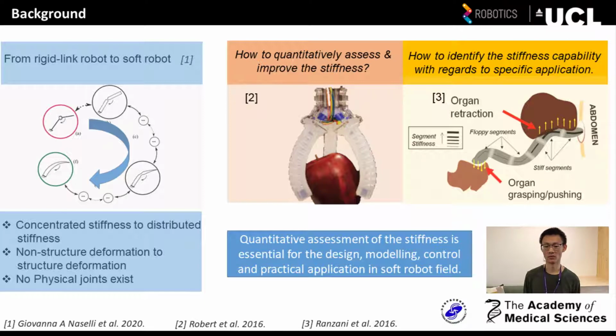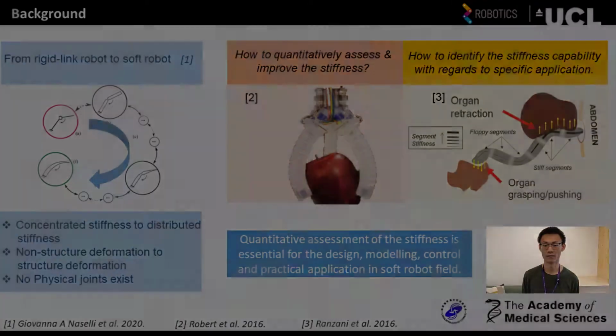For instance, a soft gripper should have sufficient stiffness to pick up stuff, and in medical applications, the robot should have different stiffness responses in different areas.